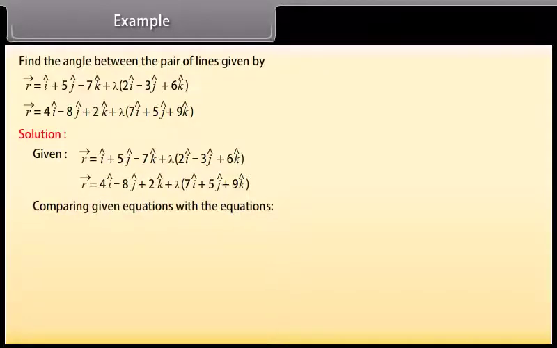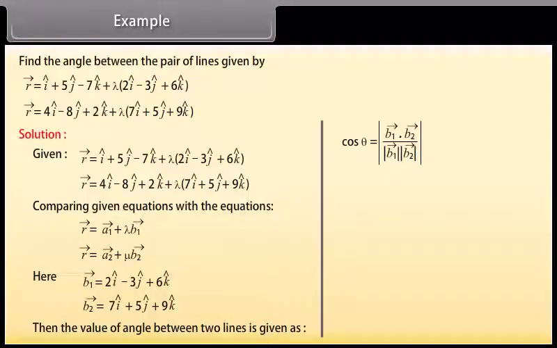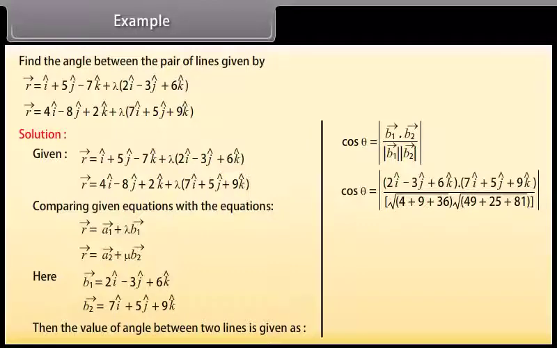Comparing given equations with the equations vector R equals vector A1 plus lambda vector B1 and vector R equals vector A2 plus mu vector B2, here vector B1 equals 2i minus 3j plus 6k and vector B2 is equal to 7i plus 5j plus 9k. Then the angle between two lines is given as cos theta equals modulus of vector B1 dot vector B2 by modulus of vector B1 into modulus of vector B2. Cos theta equals modulus of the dot product of (2i minus 3j plus 6k) and (7i plus 5j plus 9k) divided by square root of (4 plus 9 plus 36) into square root of (49 plus 25 plus 81).